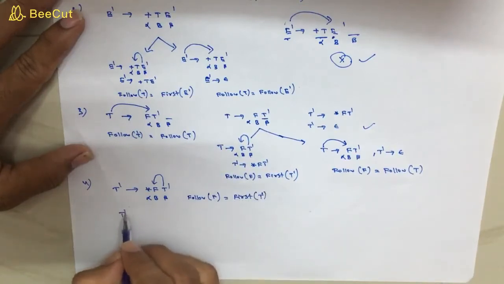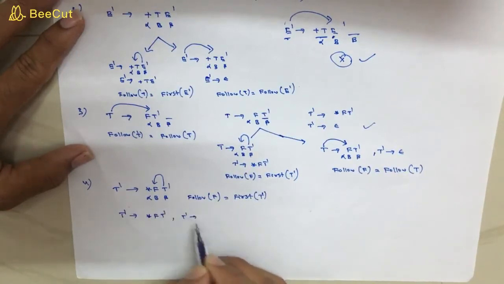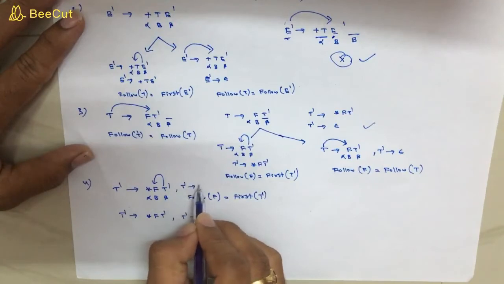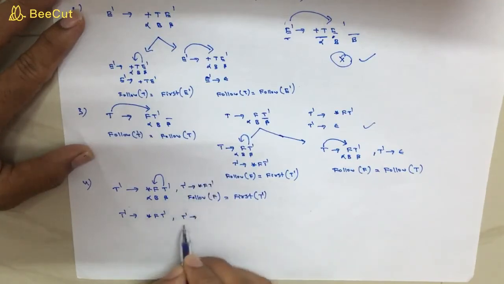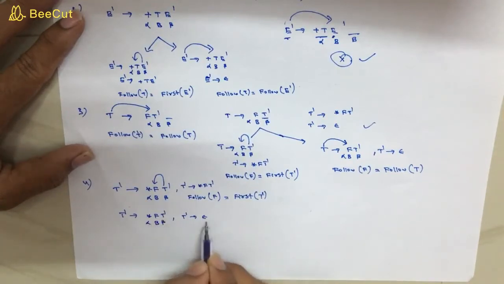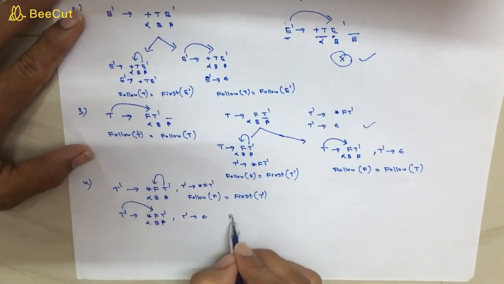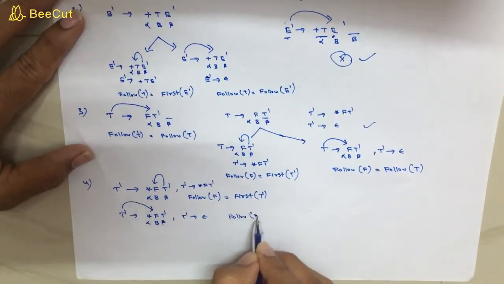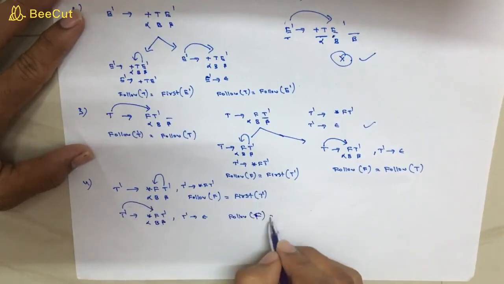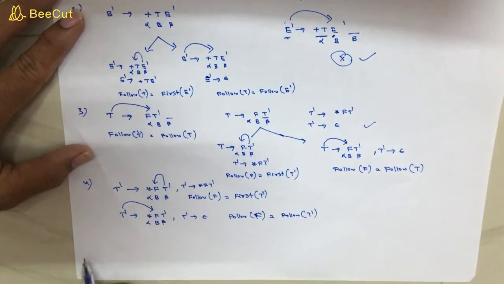Suppose we take the same production, T dash tends to star F T dash, where T dash's replaceable production is star F T dash. Here I am taking T dash tends to epsilon, in alpha B beta format. If beta is an epsilon, then follow of T dash is added to the follow of F. That means follow of F contains the follow of T dash symbols.